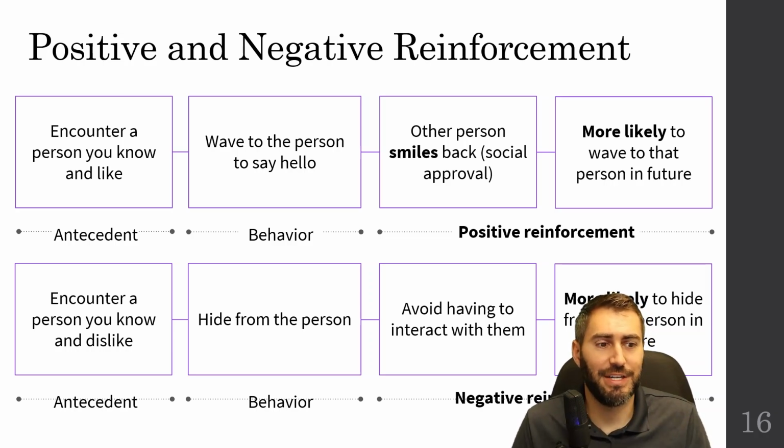And that's increasing the likelihood that we're going to hide from them in the future because it's something bad. We don't want to interact with them and we're taking it away. So, of course, we're going to be more likely to do that behavior again in the future. So that's another example here that we have. I want to give two more examples of positive and negative reinforcement here.